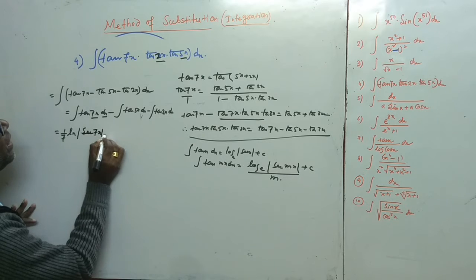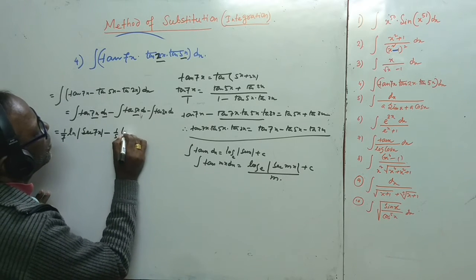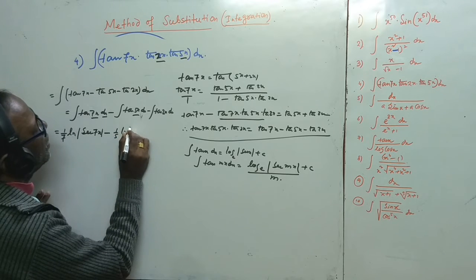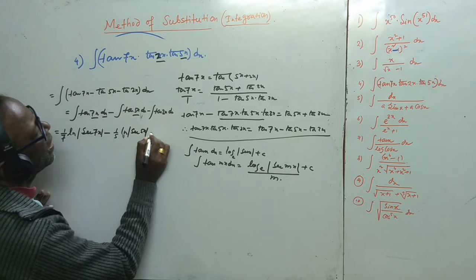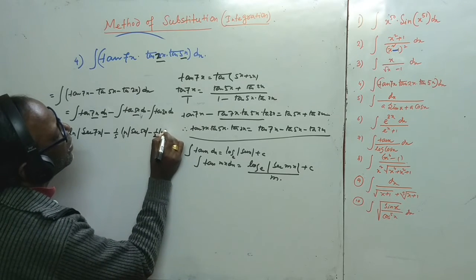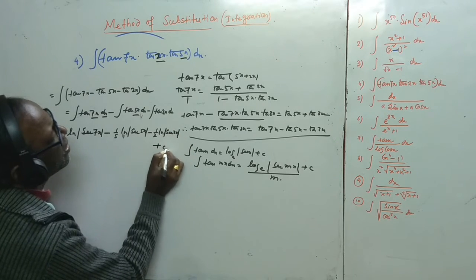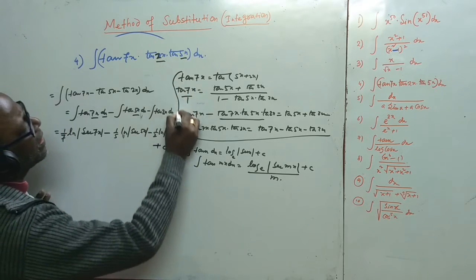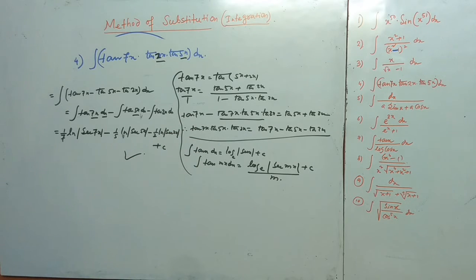sec 7x. Okay, again here constant here is 5, so ln mod sec 5x minus 1 by 2 ln mod sec 2x here, okay, plus c. This is your answer for the product integration which is the product of tan 7x, tan 2x and tan 5x, okay.